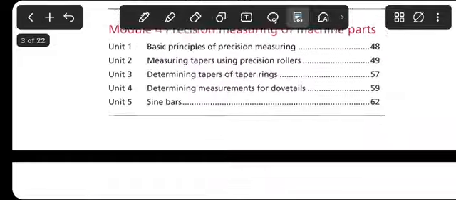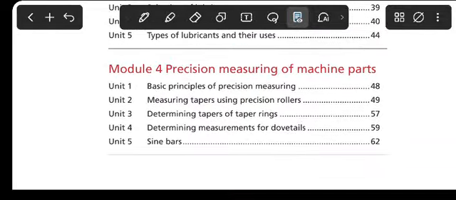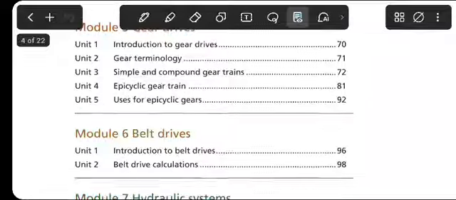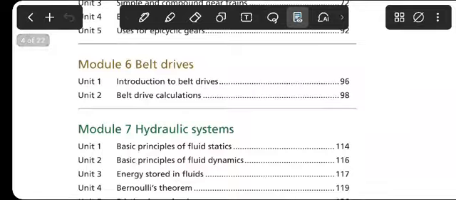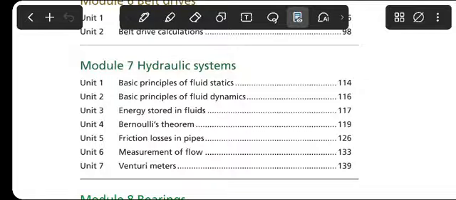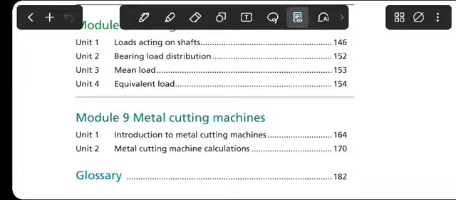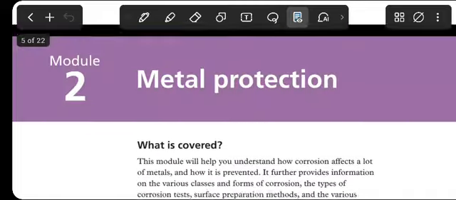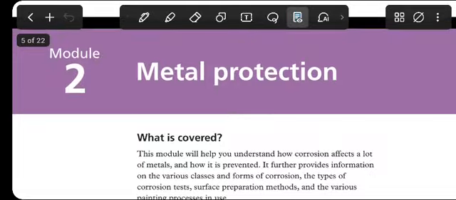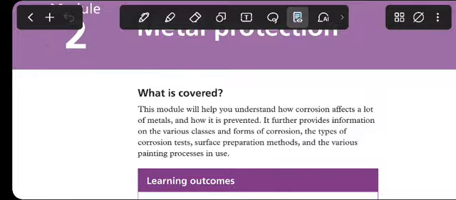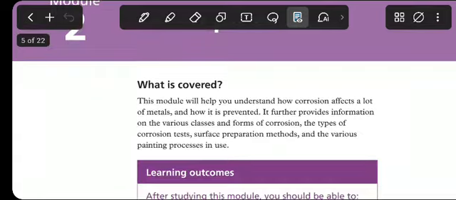Let us get into the video. As you can see, I will deal with these modules: precision, gears, Module 6 belts, hydraulics, Module 8 bearings, and Module 9, metal cutting and machines. But I want us to focus now on Module 2, which is metal protection. We will see what we're supposed to learn in this module.